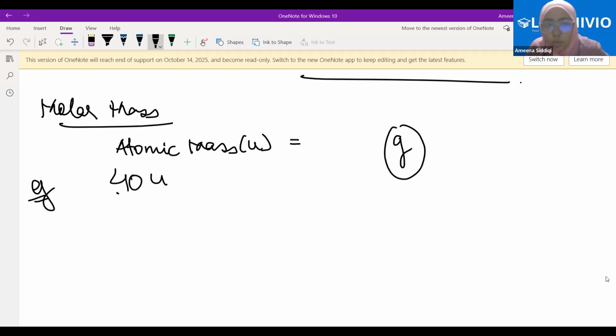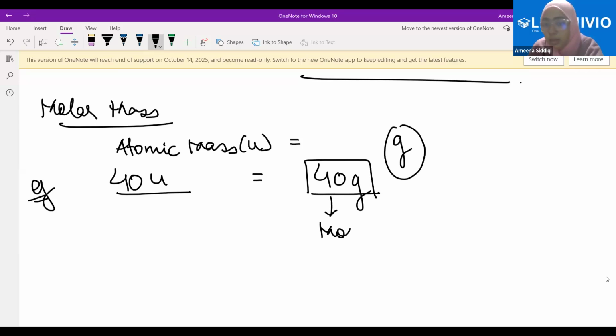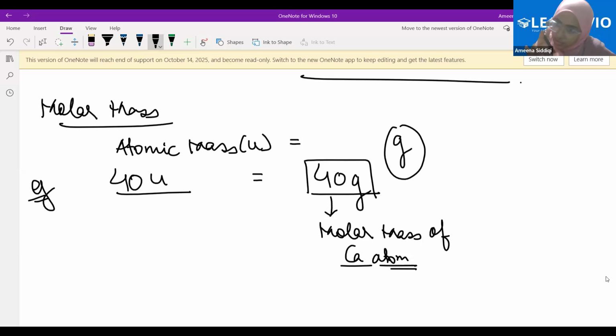Example, 40U was the mass of 1 calcium atom. Please understand this. The mass of 1 calcium atom was 40U, right? If I have to know the mass of 1 mole of calcium atom, I'll simply replace this value with grams. Is this understood? And what is this? The molar mass of calcium atom. Is it understood?